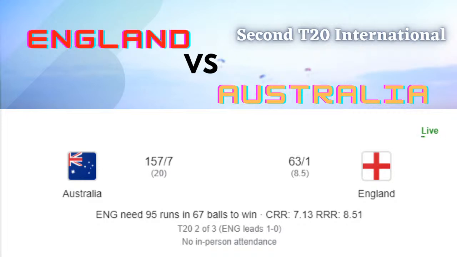Malan is on strike. Last ball. Played down the ground towards long off for a single. So he will keep strike. 9 overs gone. England are 64 for 1.